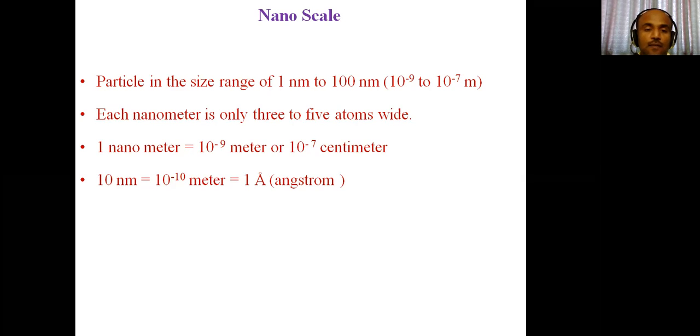Now, what is nanoscale? If the particle size is in the range 1 nanometer to 100 nanometer, or 10 raised to minus 9 to 10 raised to minus 7 meter, then that particle is called a nanoparticle, or that range is called the nano range. Each nanometer is only 3 to 5 atoms wide, and 1 nanometer is equal to 10 raised to minus 9 meter or 10 raised to minus 7 centimeter as indicated here. Some other conversions are also there. 10 angstrom is equal to 10 raised to minus 10 meter, which is exactly equal to 1 nanometer.